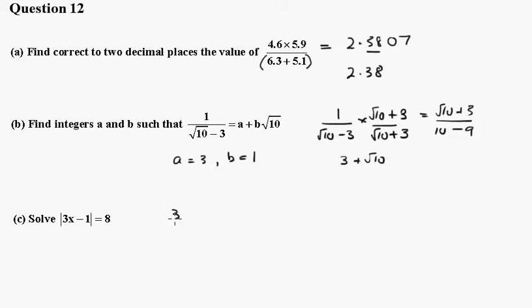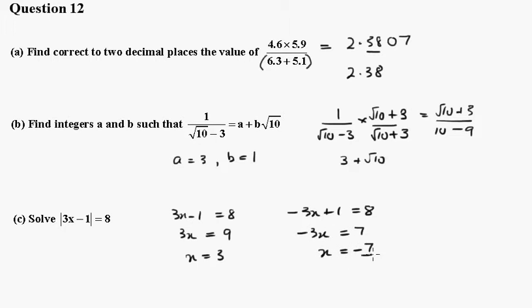Okay, next one, solving this one. So this is 3x minus 1 equals 8, or the negative of this, which is minus 3x plus 1 equals 8. So 3x equals 9, x equals 3, minus 3x equals 7, x equals minus 7 over 3, or if you like, minus 2 1/3.